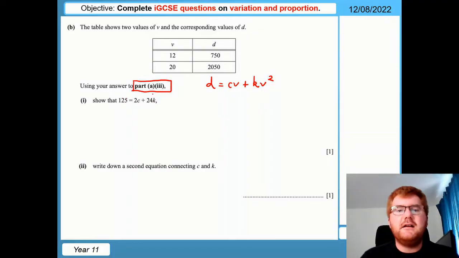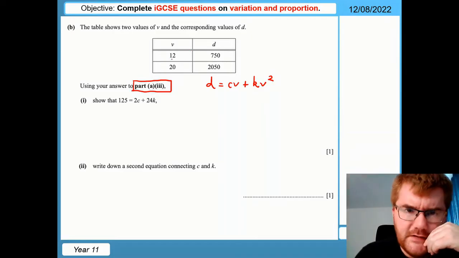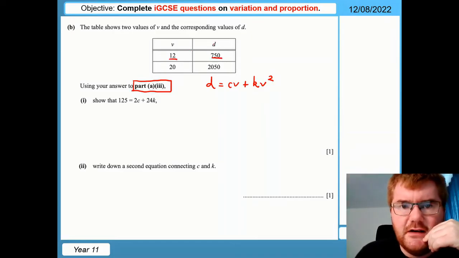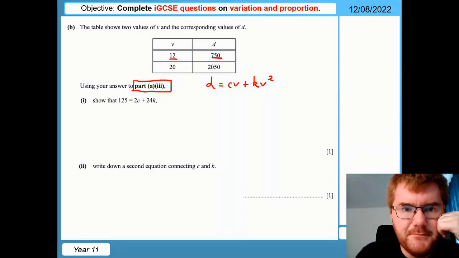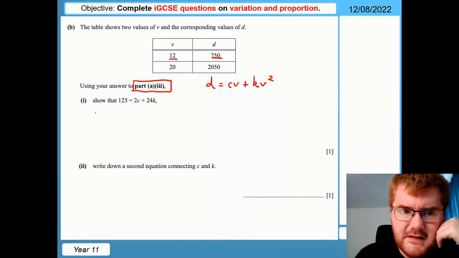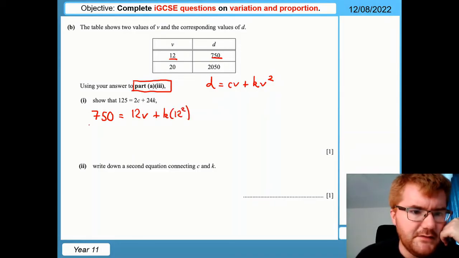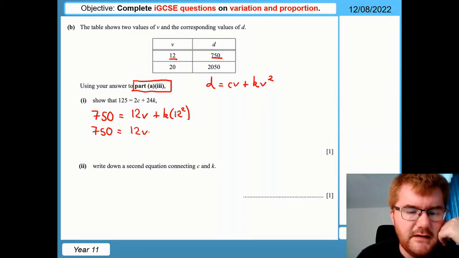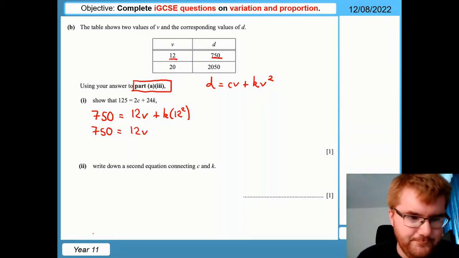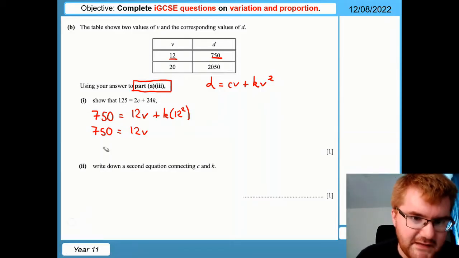Now, where does that come from? Well, what we're going to do here is we're going to use the very first two values in our table. So wherever I see a v, I'm going to put a 12. Wherever I see a d, I'm going to put a 750. So if we do that, we get 750 is equal to 12c plus k lots of 12 squared. So if we work that out, we get 750 equals 12c, sorry. So I've substituted the v in, so we're left with c.